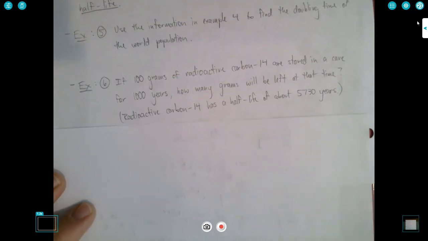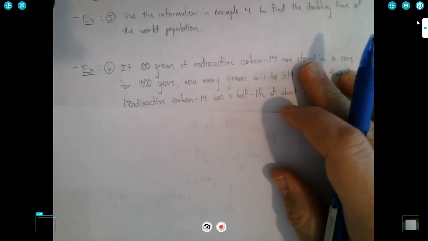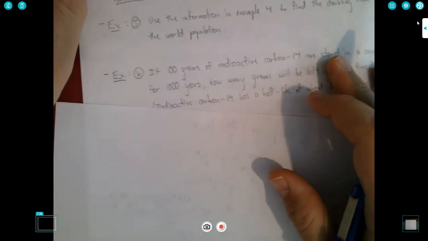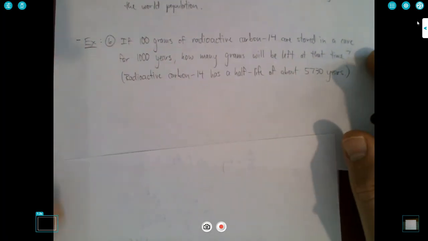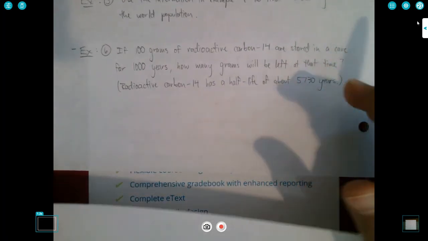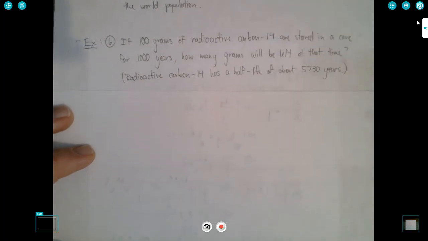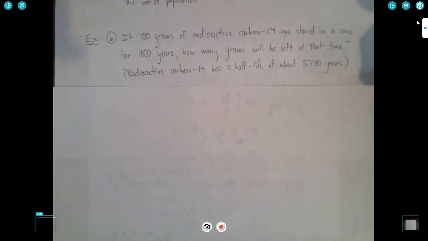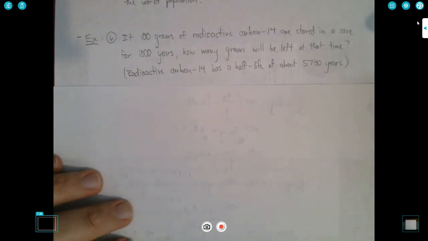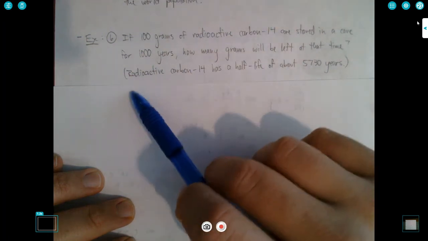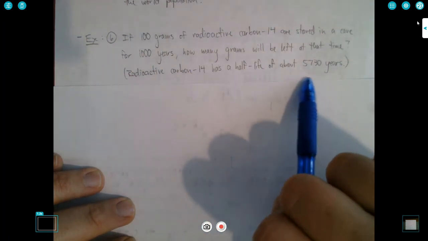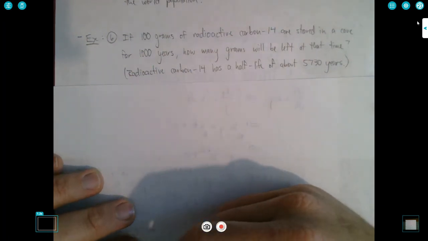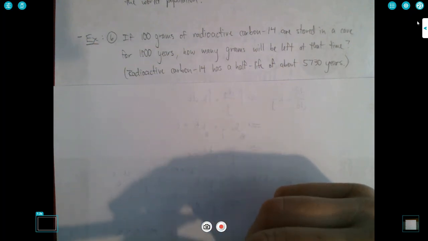Okay, last one. This will be an exponential decay half-life type of situation. It says, if 100 grams of radioactive carbon-14 are stored in a cave for 1,000 years, how many grams will be left at that time? Radioactive carbon-14, by the way, has a half-life of about 5,730 years. Let's see if we can figure that out.